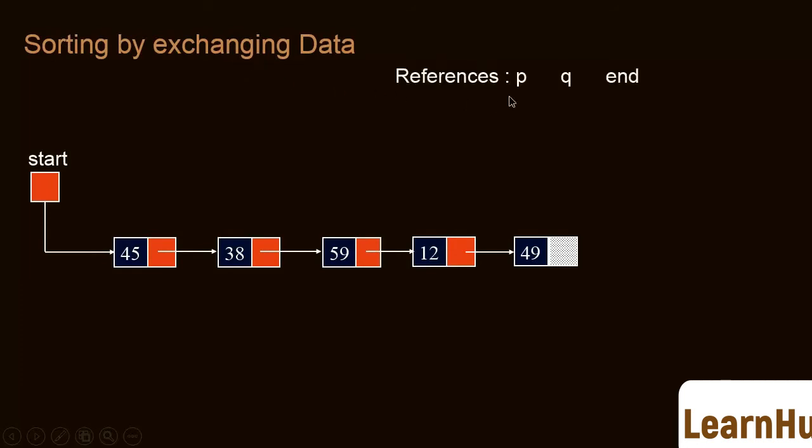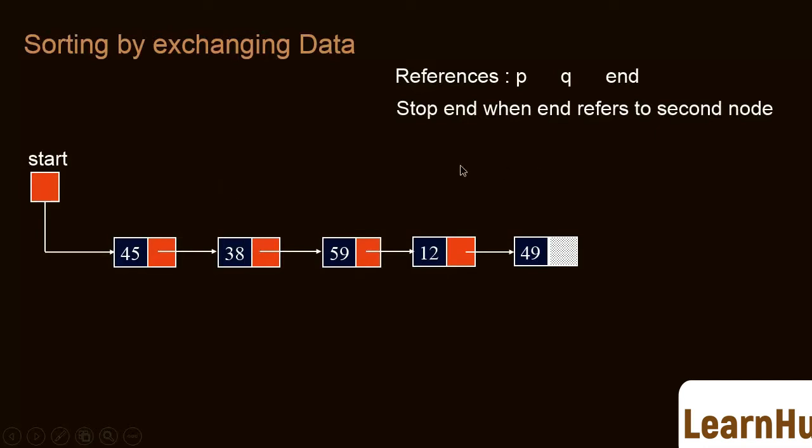We'll take three references, P, Q and end. This reference end will be None in the first pass. In the second pass, it will refer to this node. In the third pass, it will refer to this node. In the fourth pass, it will refer to this node. We need only 4 passes to sort this list of 5 elements. So when end refers to this second node, we'll stop.